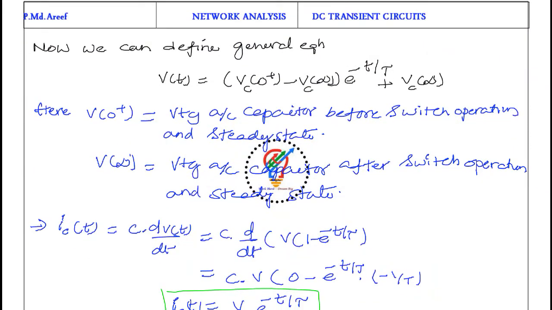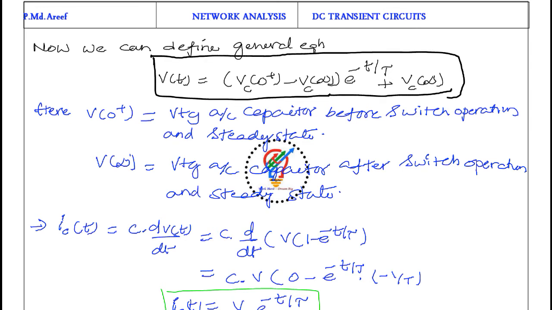that is V of t is equal to Vc of infinity plus, Vc of 0 plus minus Vc of infinity, into e power minus t by tau, where tau is equal to Rc. So this is a general equation. We'll use it in step response or source free response. So this is an important equation. What is V of 0 plus? V of 0 plus is nothing but the voltage across the capacitor before switch operation, assuming that it is in steady state. So this is the steady state value.